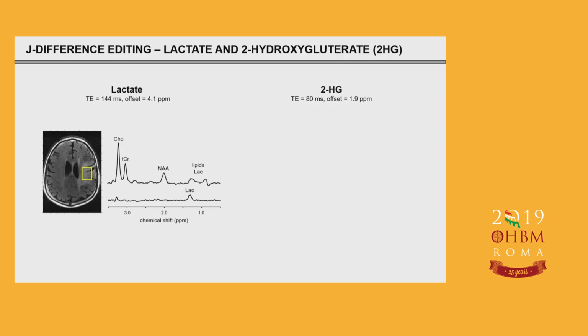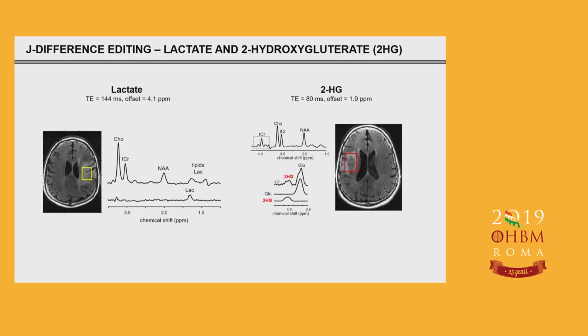If you're interested in 2-hydroxyglutarate, which is another important molecule in brain cancer, it turns out that the optimum echo time is about 80 milliseconds. The offset is fairly similar to GABA actually, because GABA is at 1.89 ppm. And by adjusting the echo time and the offset, you can now edit for 2HG. Right? So this one sequence now opens up a whole avenue of different types of molecules that you can edit for.